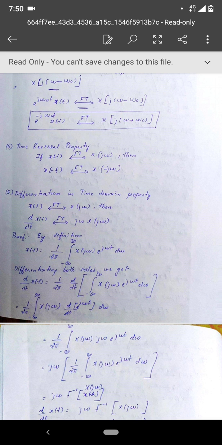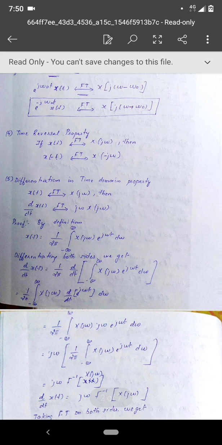Okay, so we'll prove that. So we'll prove in a different way. We know the inverse Fourier transform, that is, inverse Fourier transform of x of j omega is nothing but x of t. So if you want to retrieve the signal x of t from x of j omega, then this is the definition. That is, x of t is equal to 1 by 2 pi integration from minus infinity to infinity x of j omega e raised to j omega t d omega. So that is the inverse Fourier transform for the Fourier integral. And this is one thing we have already discussed in the last video.